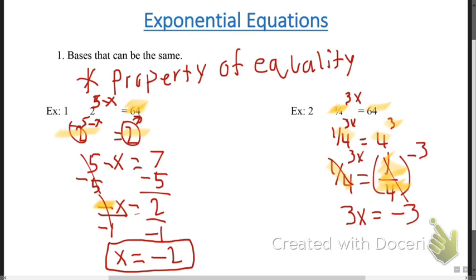Now, again, we have to use basic algebra to solve for x. So you divide both sides by 3, and again, a negative divided by a positive equals a negative. So you get x equals negative 1, and that is our answer.